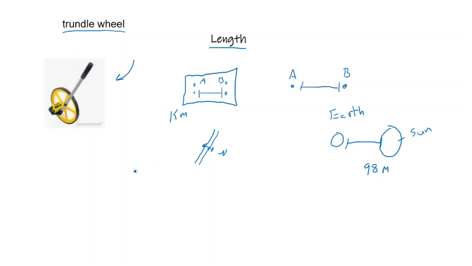So for example, 1 kilometer is equal to 1,000 meters. So this kilo means 1,000. And when you see that in front of a unit, it basically means 1,000. So 1 kilometer means 1,000 meters.